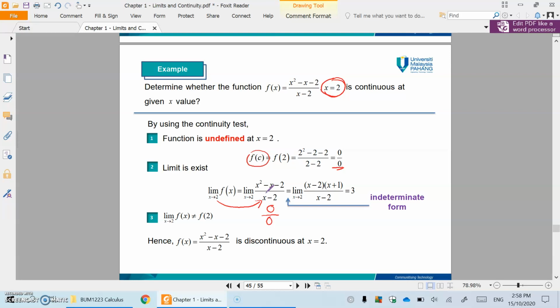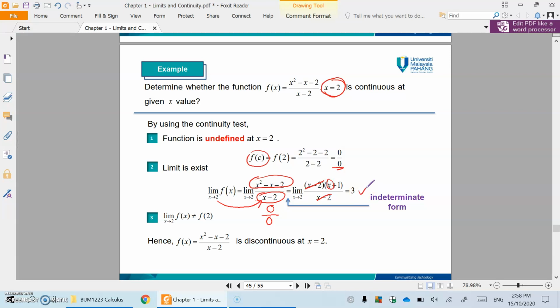So we move to the factorization step. We factorize the numerator and the denominator, then we get (x minus 2)(x plus 1) divided by (x minus 2). After we cancel out the common factor, we only have the limit of x plus 1 as x approaches 2. Substituting x equals 2, we get 3. So the limit of f(x) equals 3.